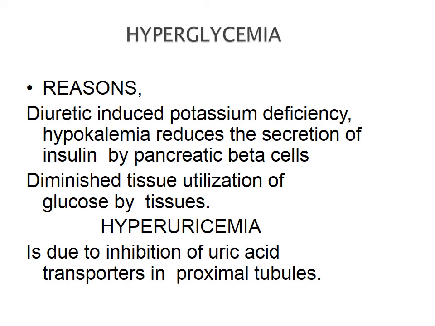Now, the hyperglycemia reason is basically diuretic induced potassium deficiency, that usually leads to hypokalemia, that reduces the secretion of insulin by the pancreatic beta cells. So whenever you have a decrease in the level of insulin, you are going to have an increased level of glucose in the blood, leading to hyperglycemia. It also causes an inhibition of the uric acid transporter at the proximal tubules. So by inhibiting that uric acid transporter at that level, you are usually going to have hyperuricemia.